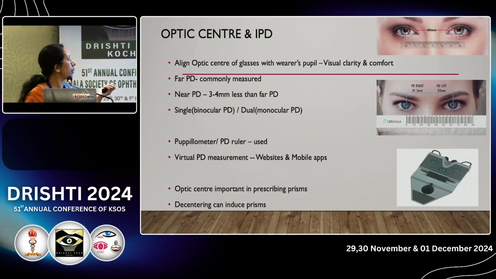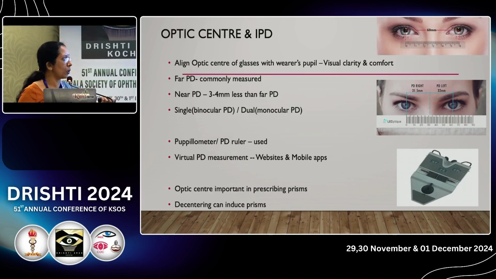You can either measure it as binocular PD, when you will have a single value, or monocular PD, when you will have two values, which might be equal on both sides, or a slight difference might be there. It can be measured by using a pupillometer or a PD ruler like this. There are also websites and virtual PD measurement apps available, because all online trading is there.